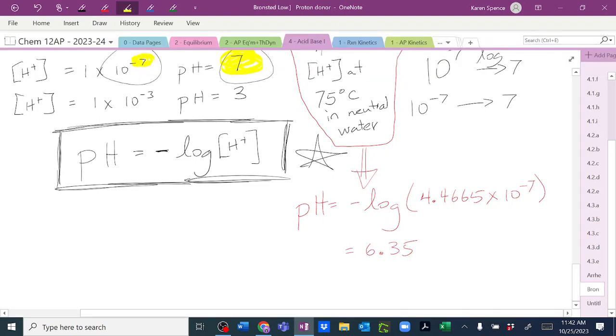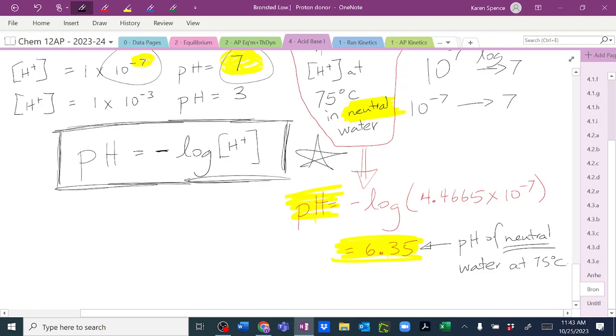Look at that. What's the water like? The water is neutral. Is the pH 7? No. So neutral is only pH 7 when water is at 25 degrees Celsius. This is the pH of neutral water at 75 degrees Celsius. pH 7 is neutral only at 25 degrees Celsius.